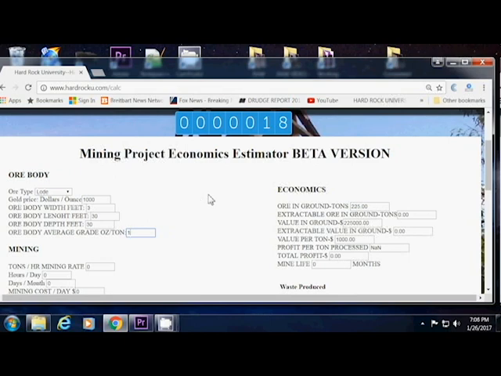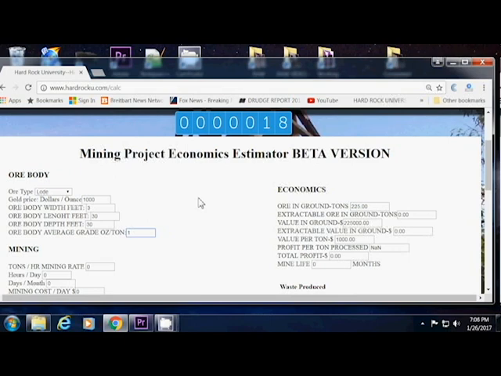In this case, I've already started filling it in. The first input is ore body. You can select lode or placer. Lode is at 2.25 tons per cubic yard, placer at 1.75. If yours is significantly different than this, it will introduce an error. Set the gold price at $1,000 an ounce. Ore body 3 feet wide, 30 feet long, 30 feet deep, with an ore grade of 1 ounce per ton.